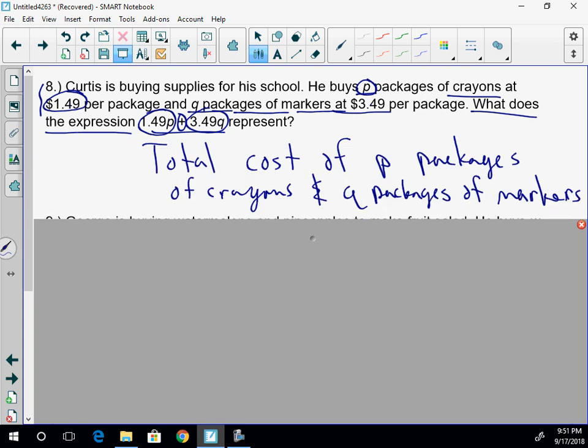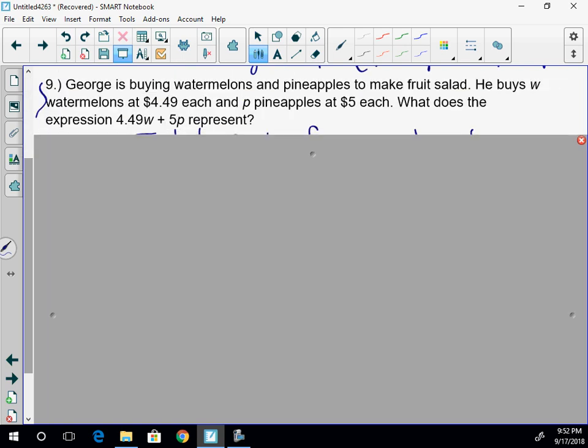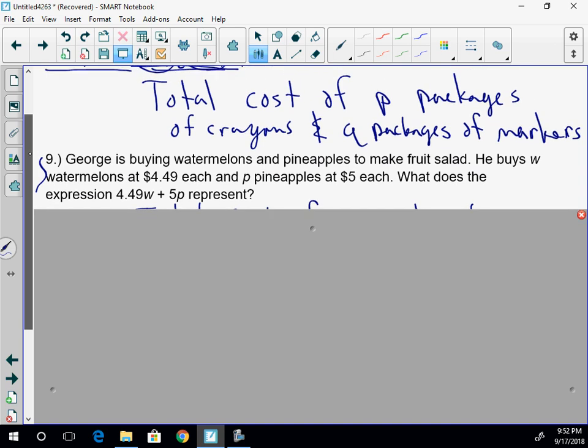And what does it really represent? This represents the total cost of P packages of crayons and Q packages of markers. Now, if I know how many packages of crayons and markers I bought, I can use this expression to model the cost. Next one.